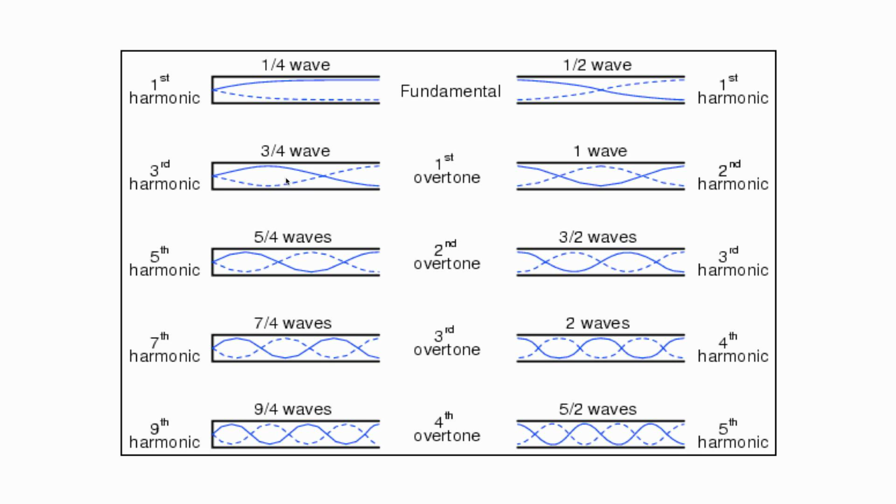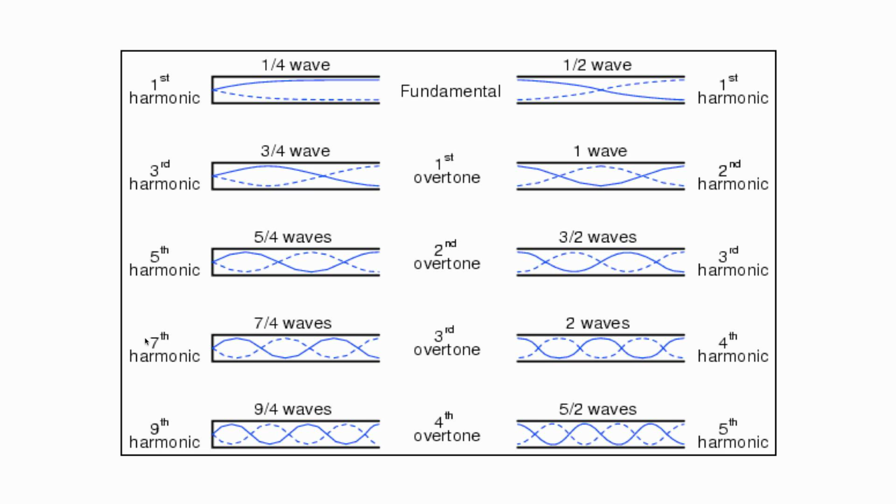In a similar fashion, I can't have 4/4 of a wave. I need to skip to 5/4 of a wave, and that's called the fifth harmonic. So these are all the different resonant lengths that we can create in a tube that's open at one end and closed at the other.